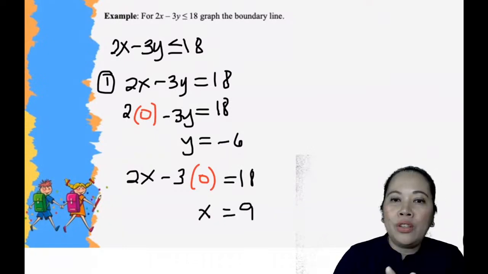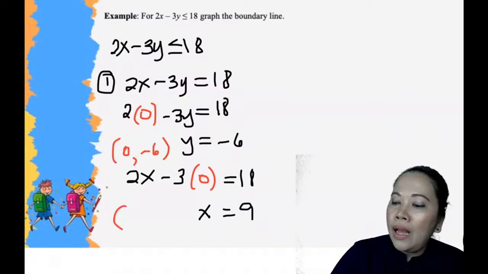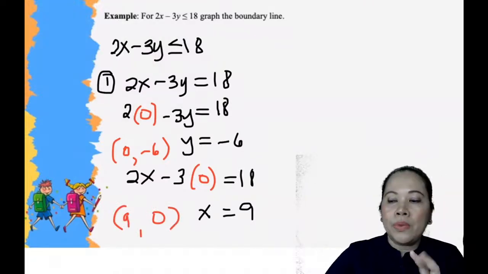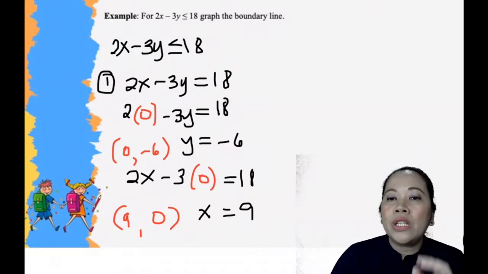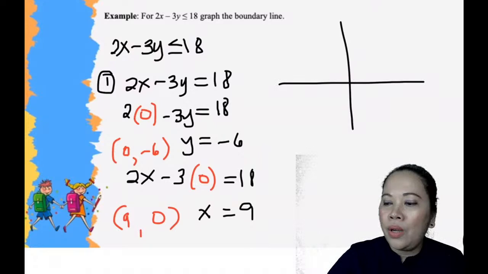So the 2 points that you need, easier for you to graph, is just substitute x as 0 and y as 0. For this case, when x is 0, y is negative 6, and when y is 0, x is 9. So the first step is find at least 2 points of your line, so make it equal to. The next step is to graph it. I'll just sketch it. I need x 9 and y negative 6.